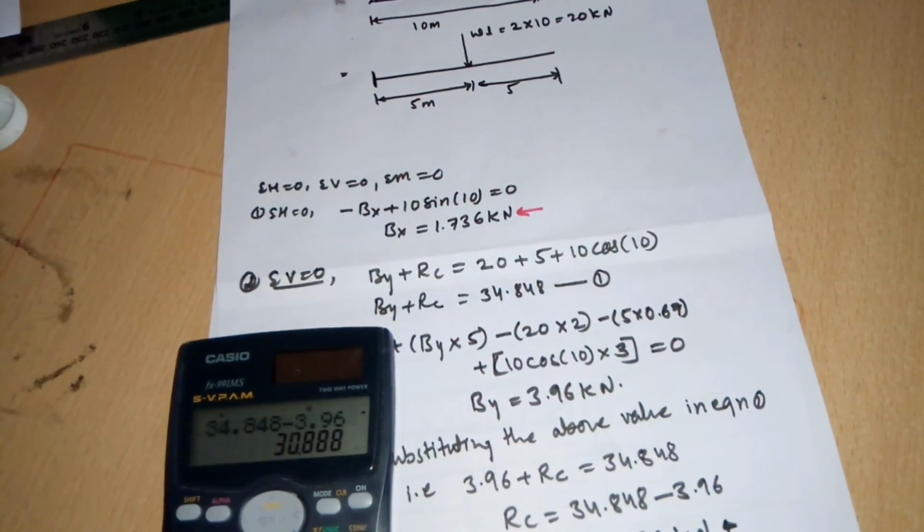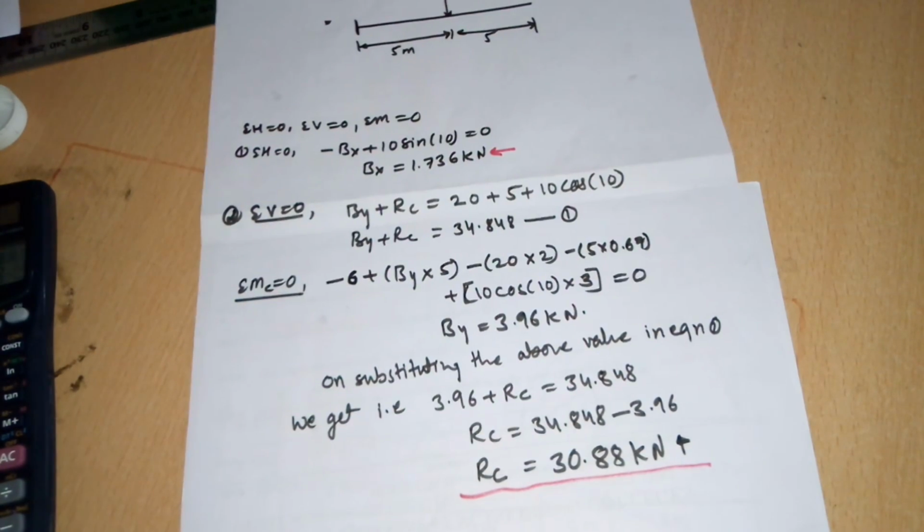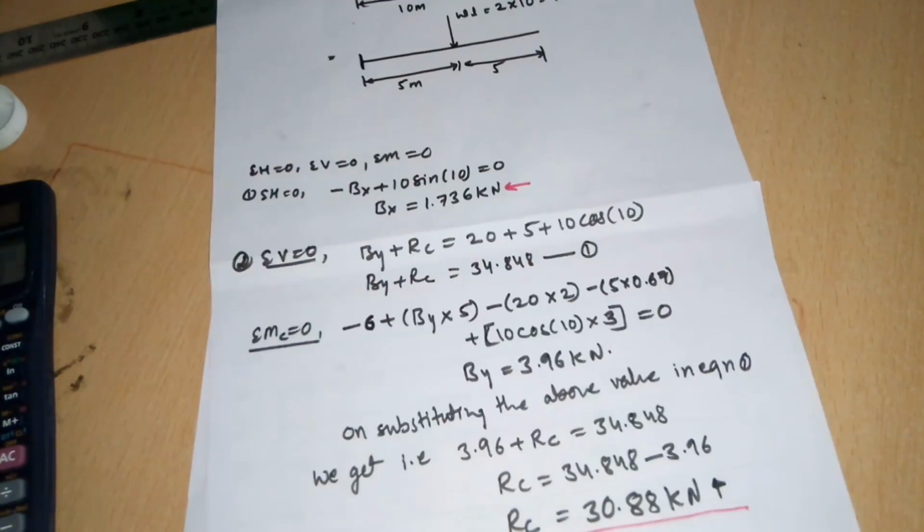The problems are very easy, but the main thing is we should know how to draw the free body diagram, and whatever is given in the question, all that we have to consider for solving. If we miss the self weight, then our problem will become wrong.